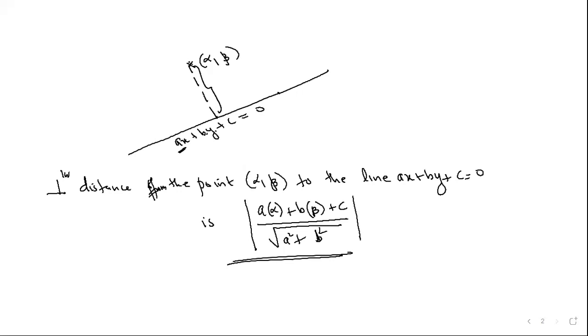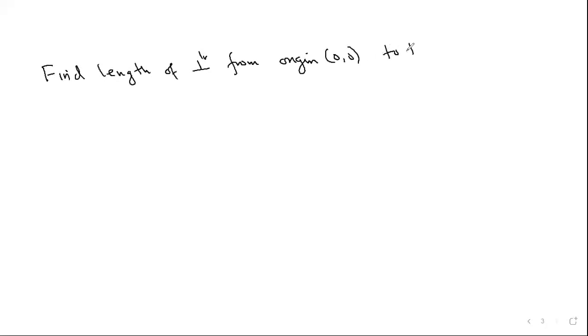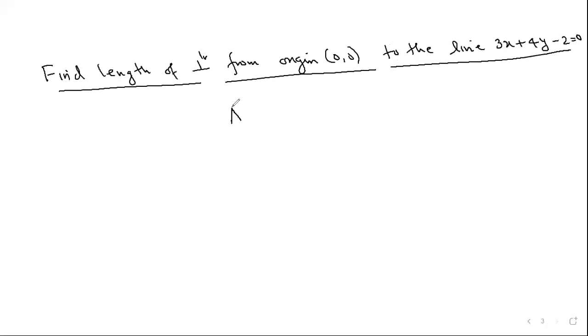Done? Find the length of the perpendicular from the origin, origin is (0, 0), to the line 3x plus 4y minus 2 equal to 0. Find the perpendicular distance from the origin to the line. Directly write the answer.